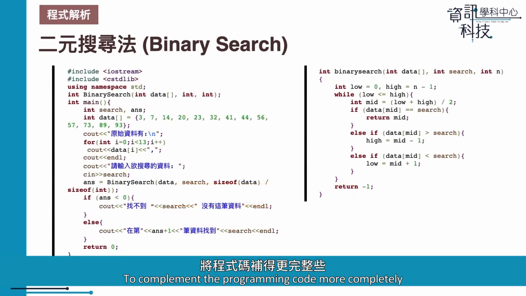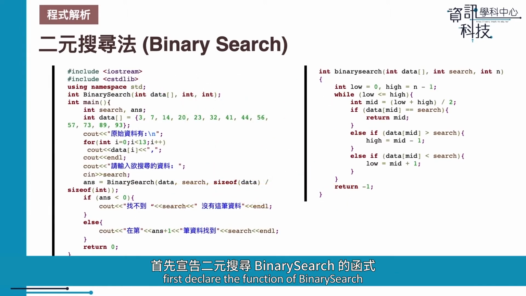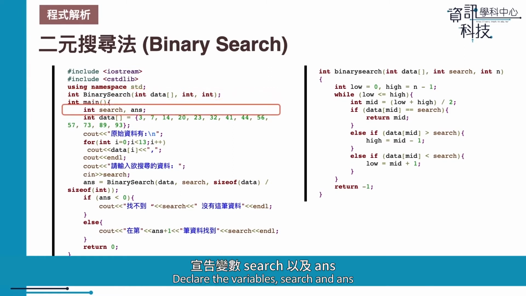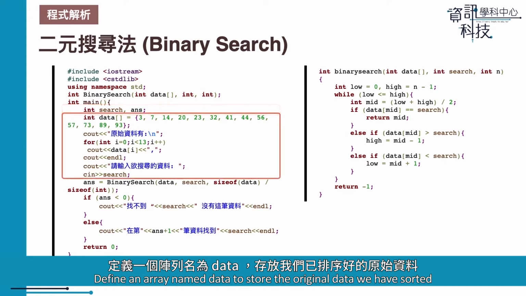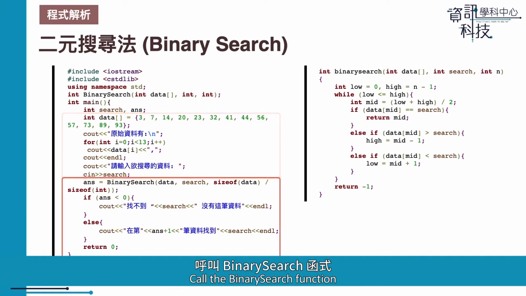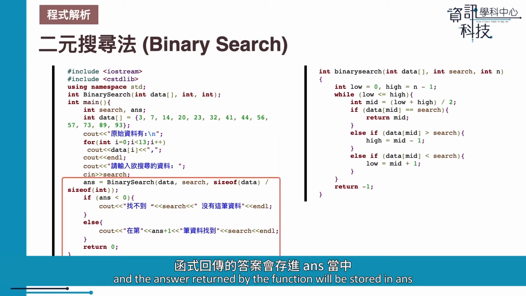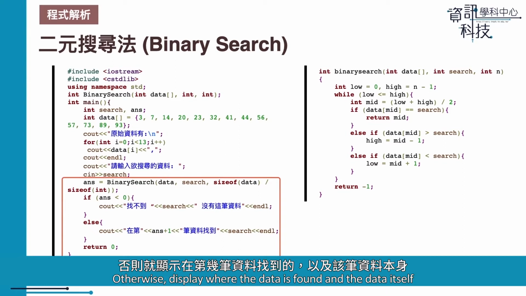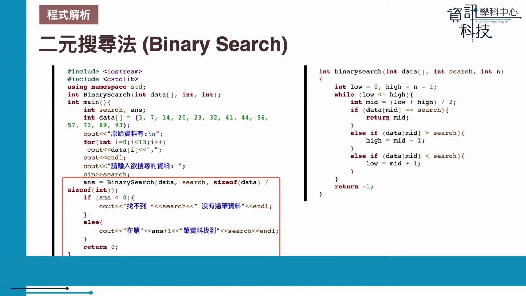To complete the programming code, first declare the function of binary search. Declare the variables, search and answer. Define an array named data to store the original data we have sorted, and set the content of showing the original data and the data to be searched. Call the binary search function, and the answer returned by the function will be stored in answer. If the data of answer is smaller than 0, display that the data cannot be found and the related text. Otherwise, display where the data is found and the data itself.